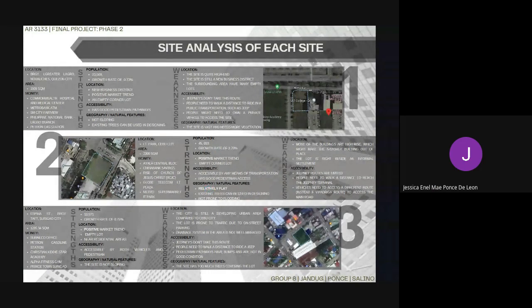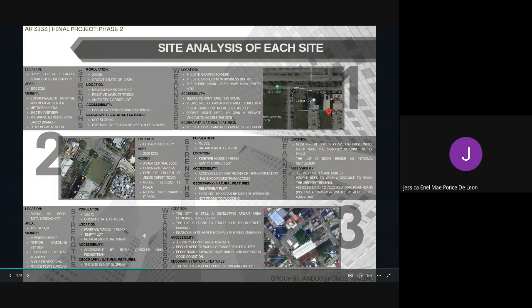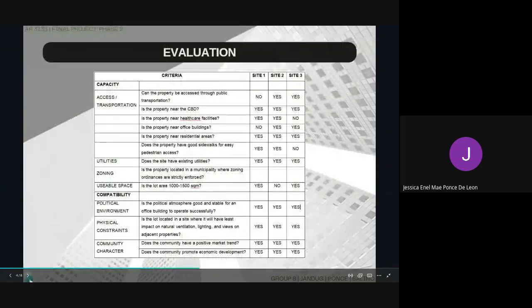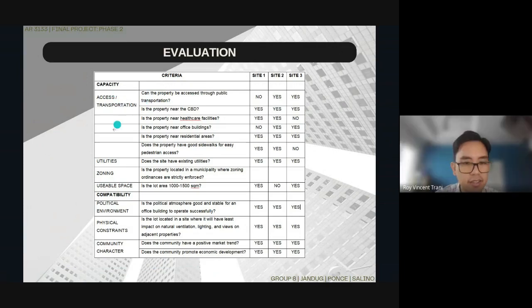For the second lot, it is also located on an empty corner lot with a positive market trend, with good accessibility for transportation and pedestrian access. The next one is also located on an empty lot with a positive market trend. It also has good accessibility for both vehicles and pedestrians. For the evaluation, we're not done yet, but this is what our criteria is.